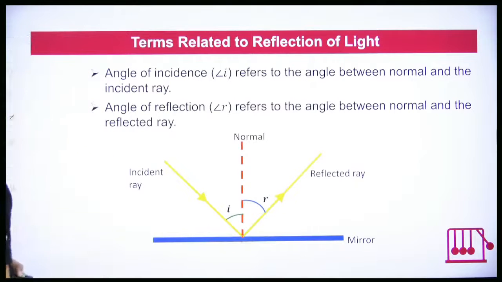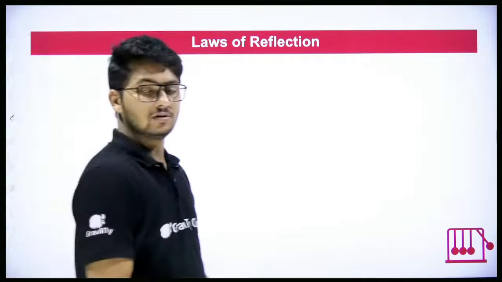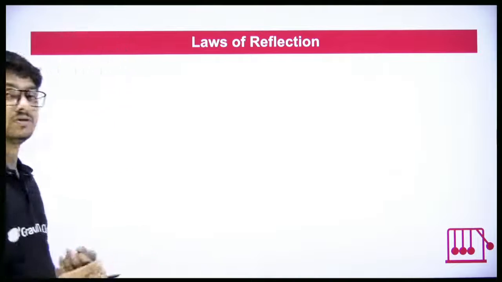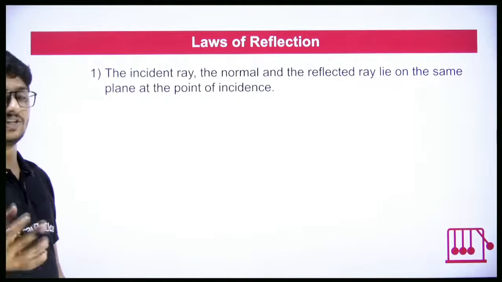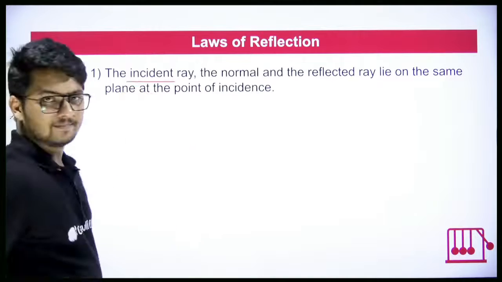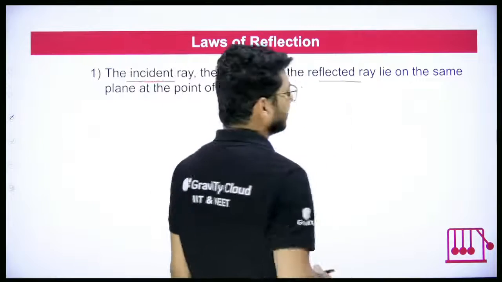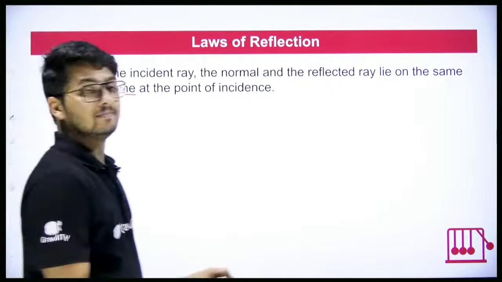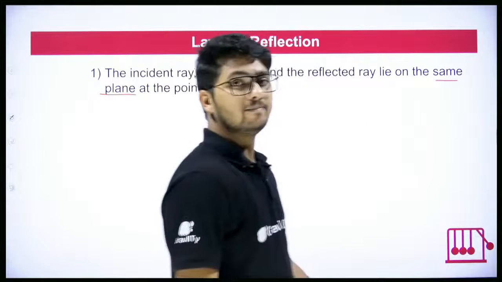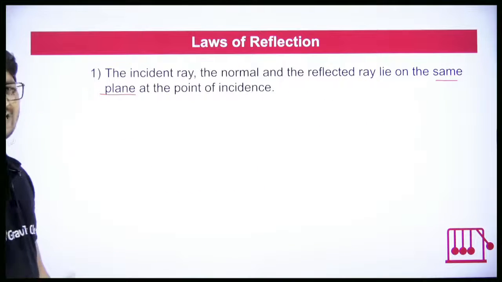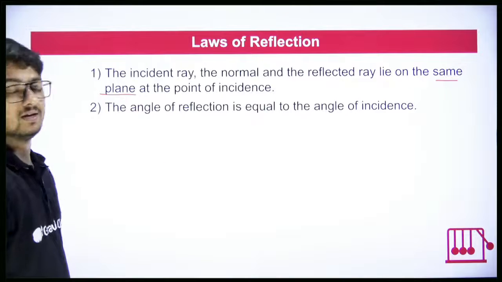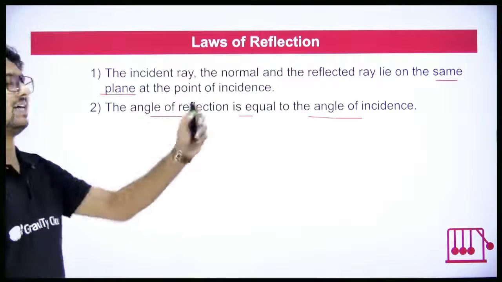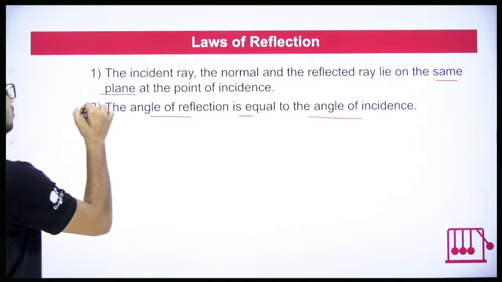Okay, good. Now we'll go into the laws of reflection. Laws will mean rules, the rules of reflection. What rules does reflection follow? The first rule: the incident ray, the normal and the reflected ray lie on the same plane. The most important term: same plane, at the point of incidence. I'll explain that. Just wait for some time. And the second one is: angle of reflection is equal to angle of incidence. This is a pretty easy rule.